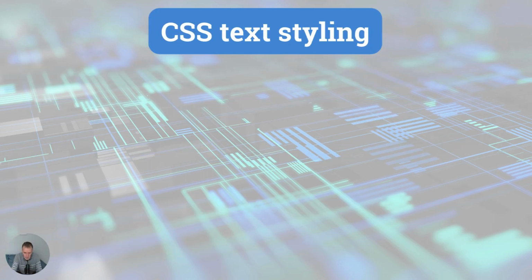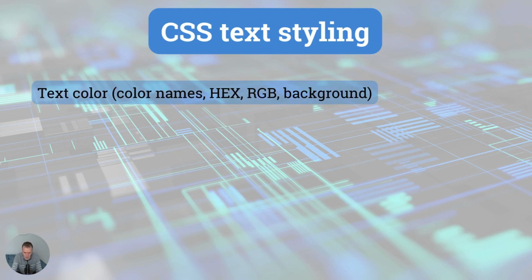CSS text styling. Text can be styled in many ways with CSS, such as text color. We can define color names, hex values, and RGB, red, green, blue. And we can also set the background color of text.